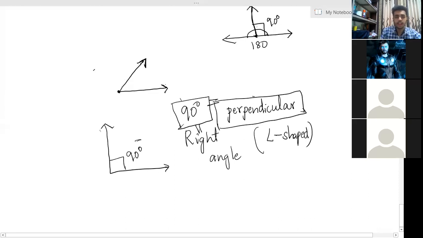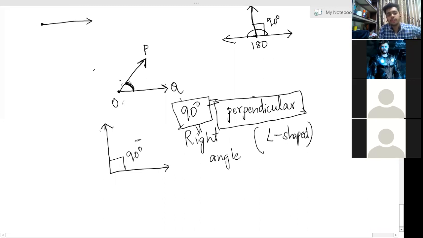Whenever the angles... look at this angle over here. I'll name this as P, O, Q. Look at this angle over here. This angle is less than 90 degrees, right? So this is 90 degrees. This is less than 90 degrees. So again, let me draw this. This is an acute angle.